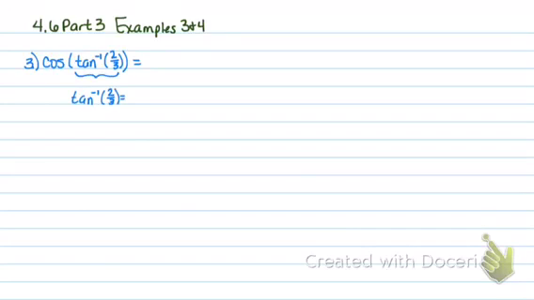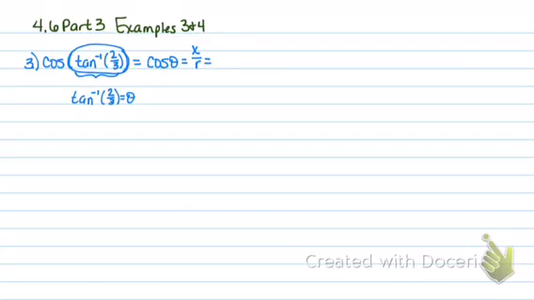Well, remember, we're looking for an angle here, okay? So if I let inverse tangent of 2/3 equal theta, then that just means that everything here in the parentheses is theta. So really, I'm after cosine of theta. And what do we know about cosine of theta? Well, in terms of x, y, and r, we know that's x over r. All right, so we're going to come back to that.